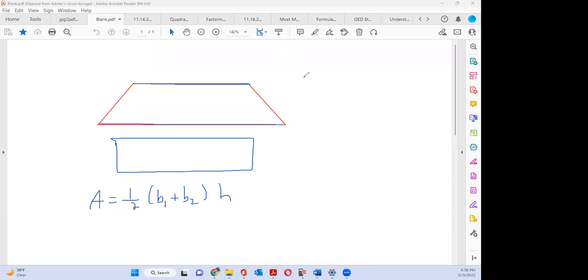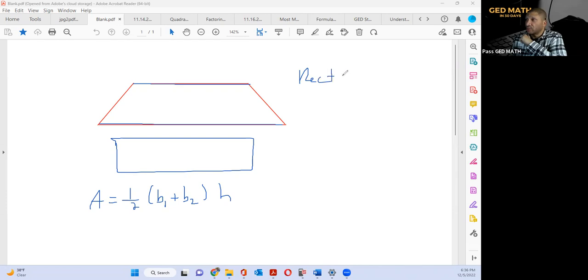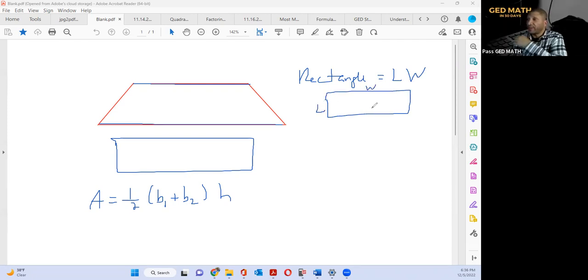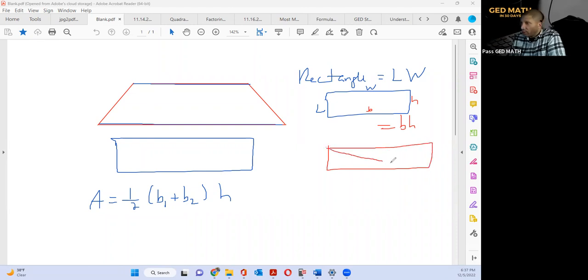Now, remember, the area of a rectangle is length times width, correct? This is your length and this is your W. But what you got to realize is I can call this B and I can call this H. So the area of a rectangle is really base times height. Well, if the area of a rectangle is base times height, watch this. If I draw a diagonal, now I have a triangle, correct? That's why the area of a triangle is 1/2 base times height.